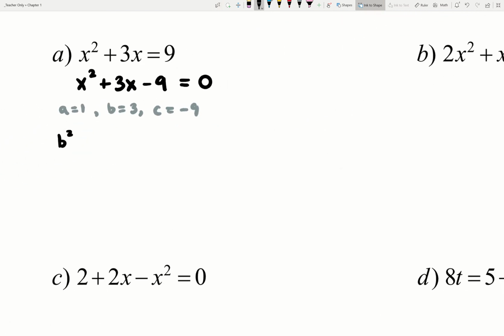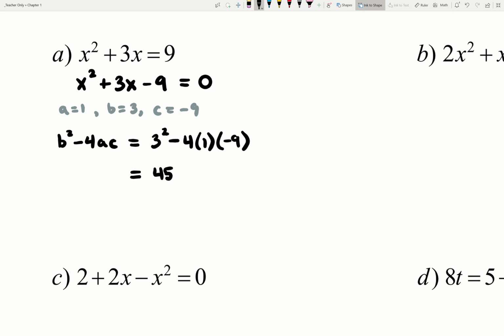So b squared minus 4 times a times c. What is that going to be? Well, playing the role of b for us is 3, so that'll be 3 squared minus 4 times a, which is 1, times c, which is -9. Now that is an expression that you can type in completely into the calculator if you like, and I'm just going to do that in my calculator here really quickly. We would end up here with positive 45 as our discriminant.